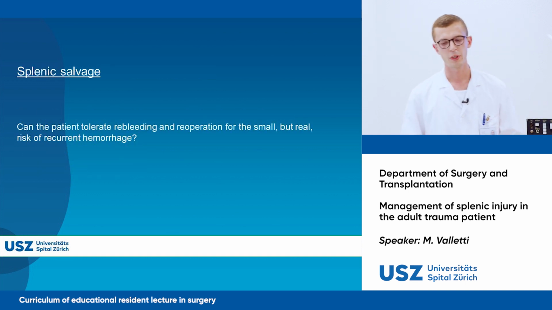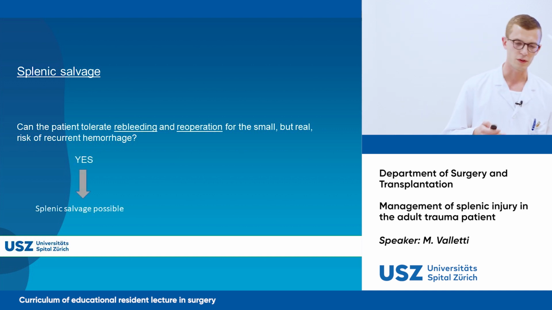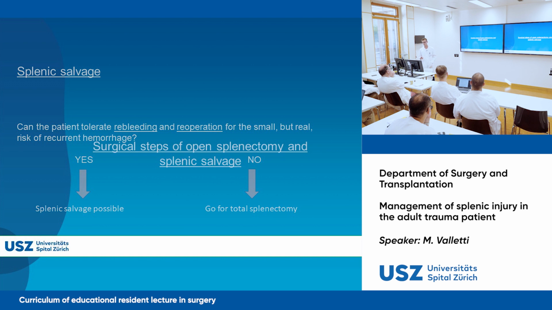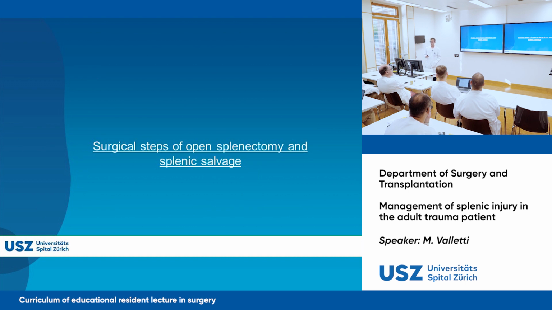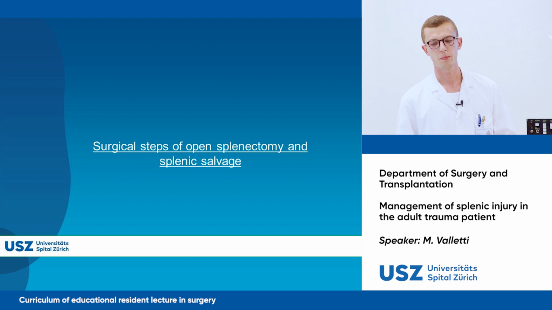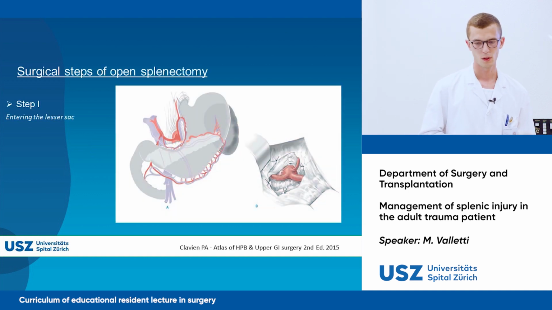If we want to perform a splenic salvage, we have to decide if the patient can tolerate a rebleeding or not. If the answer is yes, we can propose a splenic salvage. And if the answer is no, we have to go to total splenectomy. The last chapter of our lecture will describe the surgical steps of open splenectomy and splenic salvage.